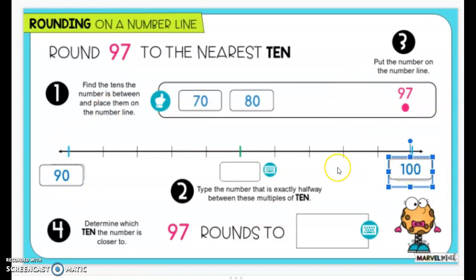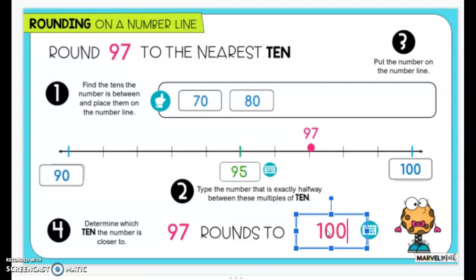Good. Okay, so then it says number 2, type the number that is exactly halfway between these two multiples. So I know that half of 10 is 5. So in between would be 95. And then put the number on the number line. So I know if this is 95, then I can go over 96, 97. So I can put this right here. And then number 4 says determine which 10 the number is closer to. So I would ask myself, is the number closer to 90 or is it closer to 100? Well, 97 is closer to 100, so 97 rounds to 100. Good job.